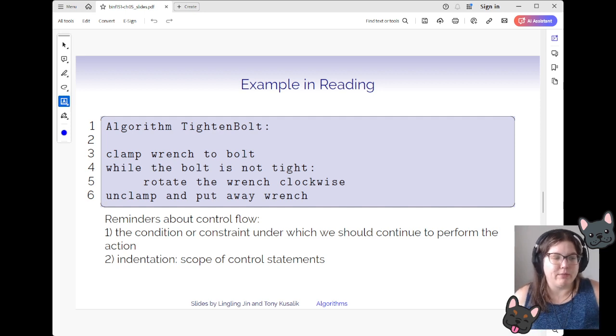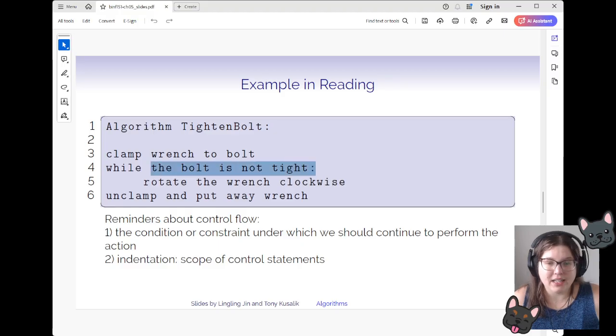Then once we rotated the wrench clockwise, we would then also evaluate again. We'd go back up to this while and say, is the bolt not tight? If that's true, if it is not tight, we're going to continue to rotate the wrench clockwise. Then we'll go back, is the bolt not tight? If that's a no, then we go to unclamp the wrench and put it away.